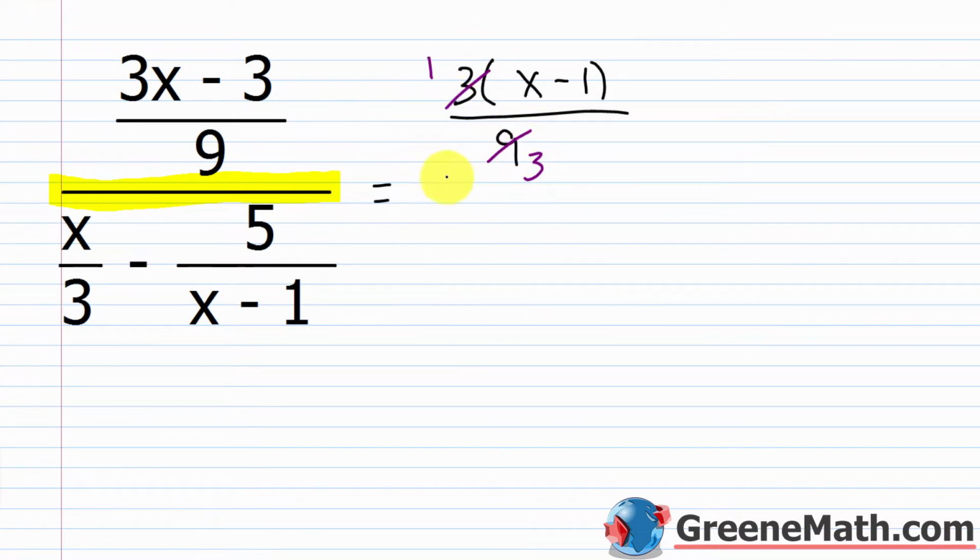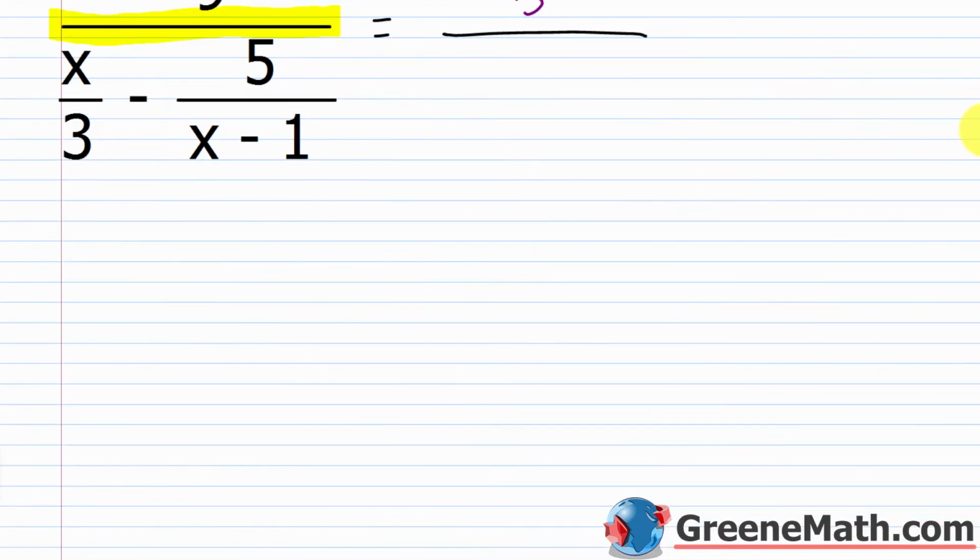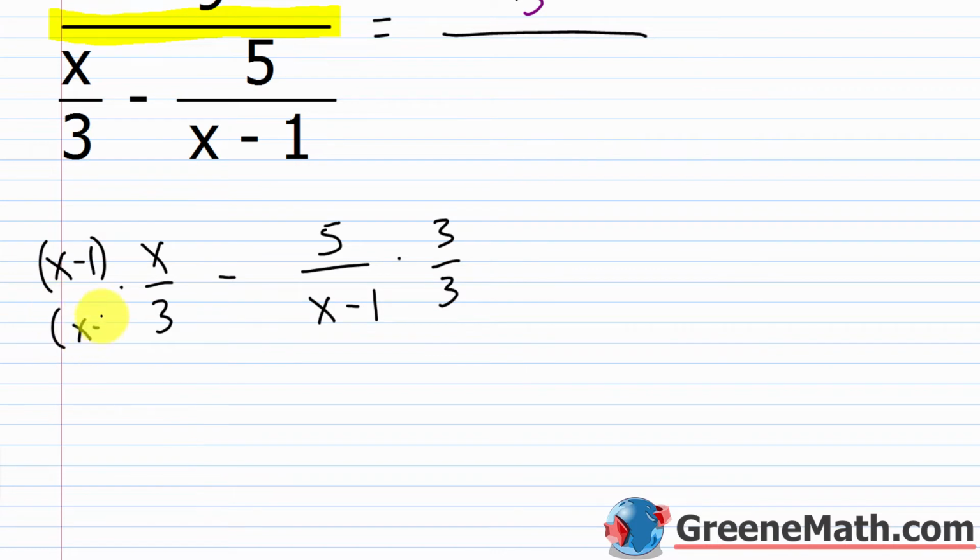Now this is over. For this one, I have to do a little bit more work. I have x over 3 minus 5 over x minus 1. Now let me scroll down a little bit. And let me do this down here. So x over 3 minus 5 over x minus 1. What would the LCD be? Well, it would just be 3 times the quantity x minus 1. So I would multiply this by 3 over 3. And I would multiply this by x minus 1 over x minus 1.